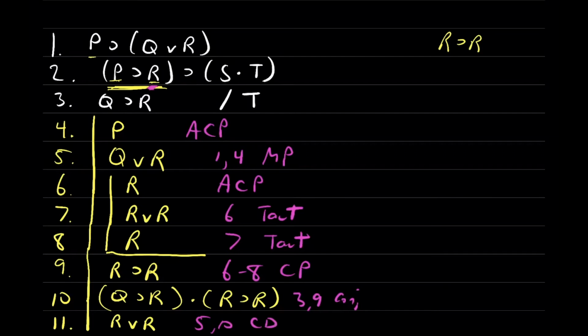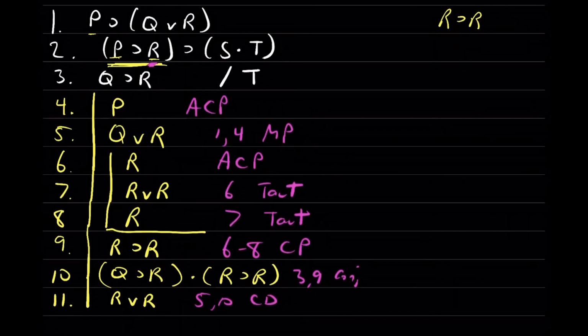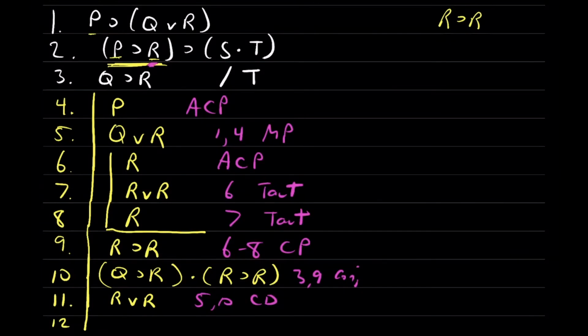Okay. Of course, R or R is just R. So on line 12, I'm still inside the scope of this vertical line. I'm going to keep extending it as I go. We're just going to get R from line 11 by tautology.